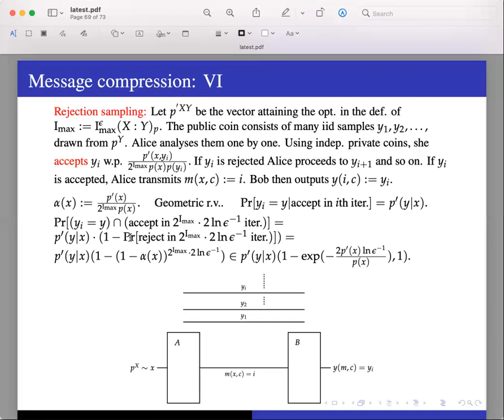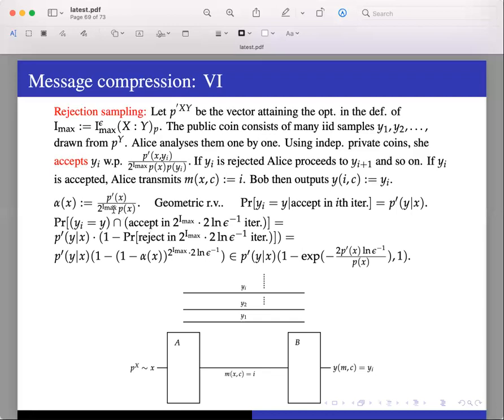Okay. So this is nothing but something which you can evaluate. To evaluate this, I have to look at the probability of accept in the first iteration times this conditional probability, plus the probability of accept in the second iteration times this conditional probability, and so on. But this conditional probability is always P prime of y given x, so I can pull it out. What I have is the summation of accept in the first iteration plus accept in the second iteration plus accept in the third iteration. These are disjoint events, so this is nothing but 1 minus the probability of reject in these many iterations. It's exactly equal to this quantity, and this is something that I can write down exactly, which is like this.